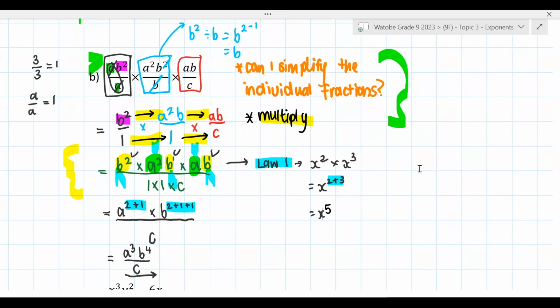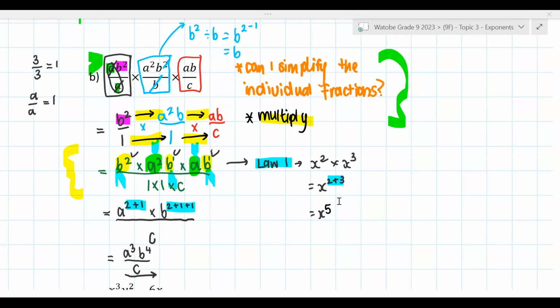Hello, ma'am. So, ma'am, I just wanted to find out, on the final answer that you got for activity B, I also got the same answer, but I didn't write A to the power of 3 and B to the power of 4. Instead, I switched them around and wrote B to the power of 4 times A to the power of 3. So is the answer still correct or is it wrong?